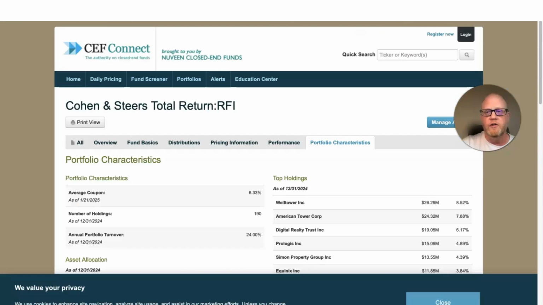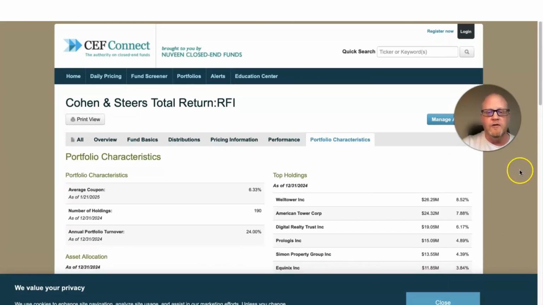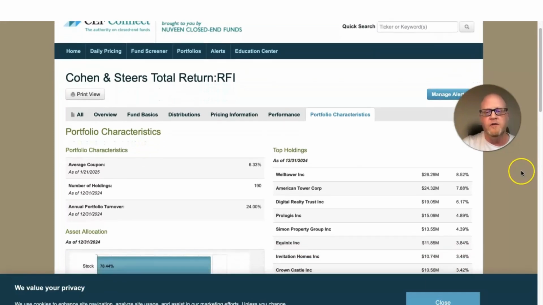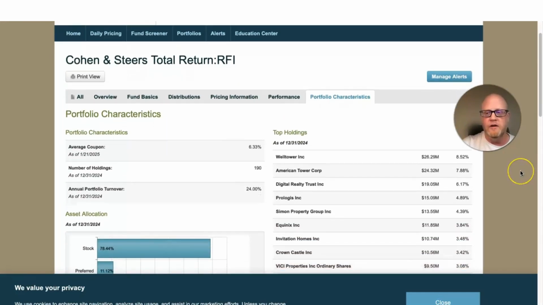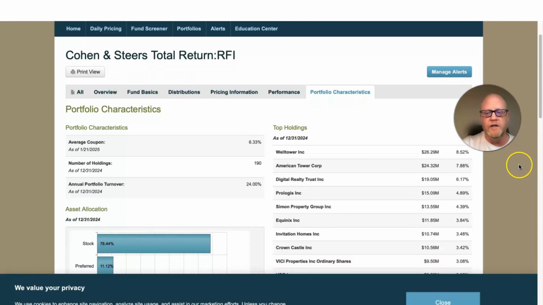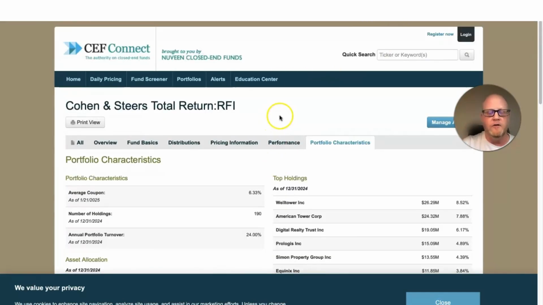So scrolling over to another website, this is the CEF Connect. It gives you a little bit more updated information, and this is as of 12/31. As you see, the top names have changed a little bit. We have Welltower, American Tower, Digital Realty, Prologis, Simon Property Group, Equinix, and so on. All right, so that is RFI.